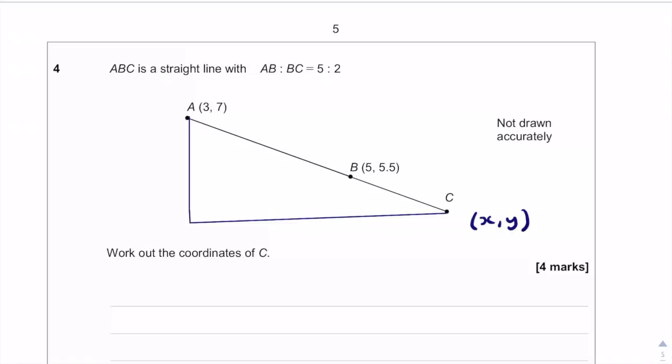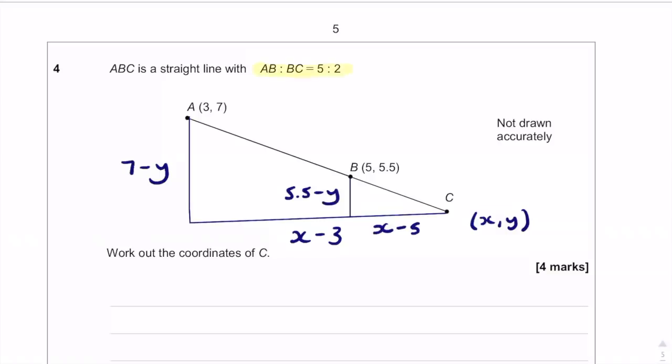So we've got an x coordinate of 3 for A and an x coordinate of x for C. This length must be x minus 3. So this must be 7 minus y. I can then form another triangle using the length BC. And I can say that this length will be x minus 5, and this length will be 5.5 minus y.